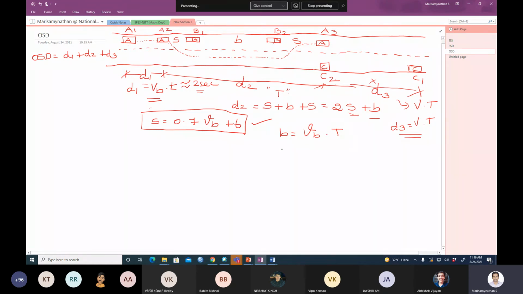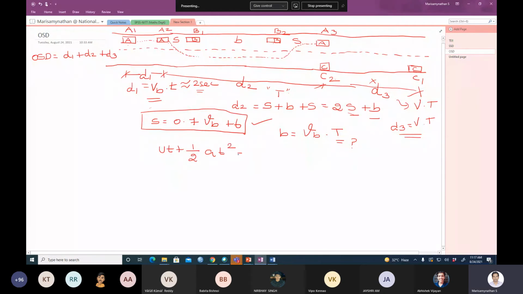So accordingly, the value B is estimated. When we apply all these values, you come to know the value for D2. But what is the T that we have to estimate? We are estimating it by equating D2 using the equation ut plus half at squared.